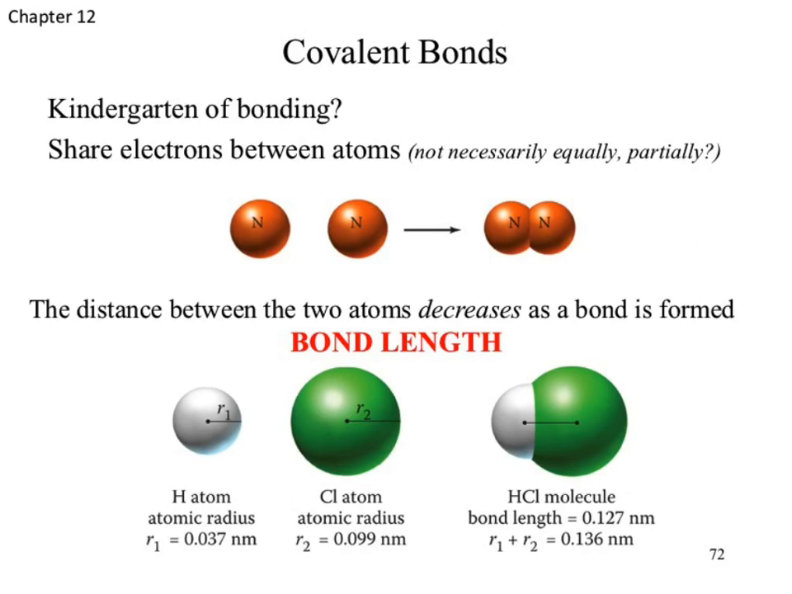So mathematically, if you take radius 1 plus radius 2, that answer is a larger value than what the actual bond length is. So 0.136 versus 0.127. The actual bond length is a little bit shorter. And that's just because we're sharing those electrons. So it's a slightly different process than our ionic bonds. That's about it.